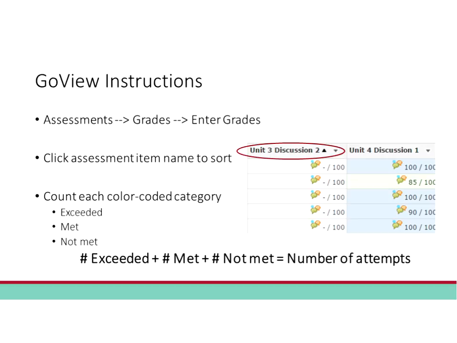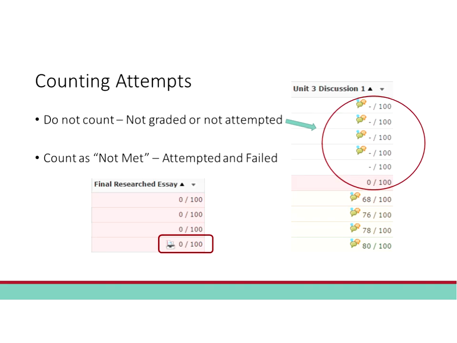So there's a couple different ways that you can find the data that you need. Here's just a screenshot of your gradebook. You start by navigating to your gradebook, and when you're there, you can sort on the assessment item and easily count each color-coded category. So this is just to illustrate counting the attempts. You can configure your gradebook with different settings, so make sure you understand how your gradebook's set up.